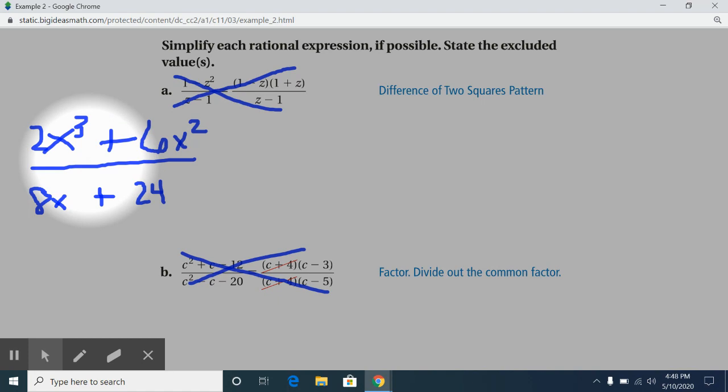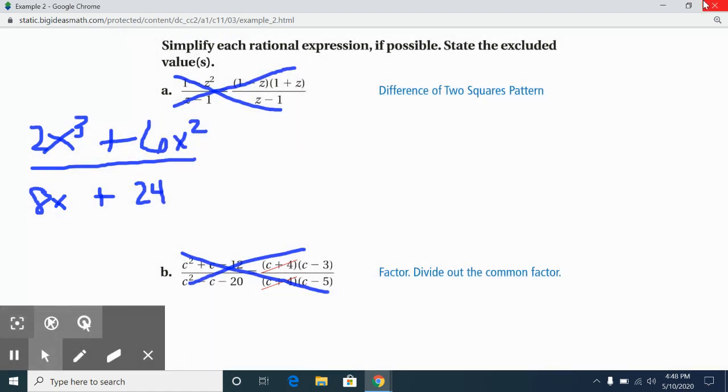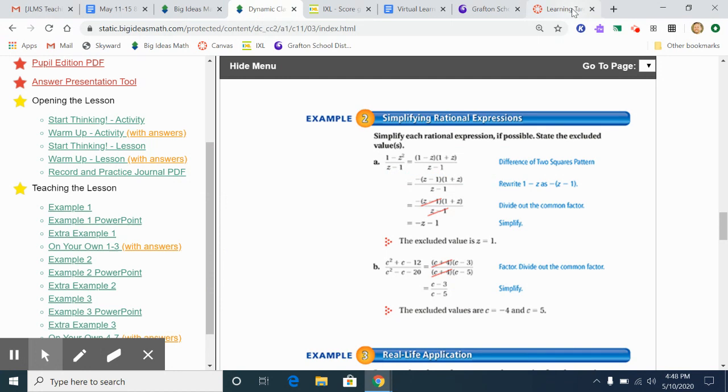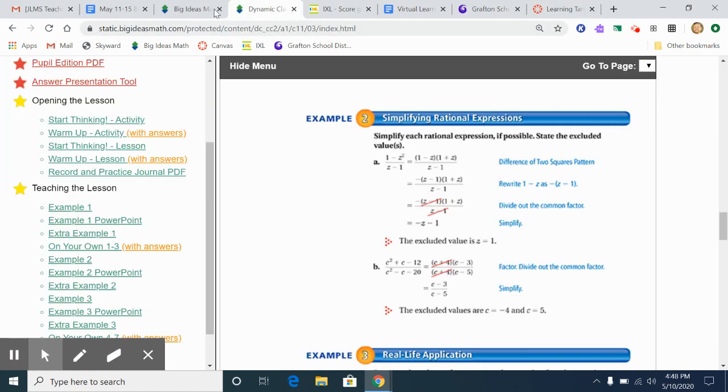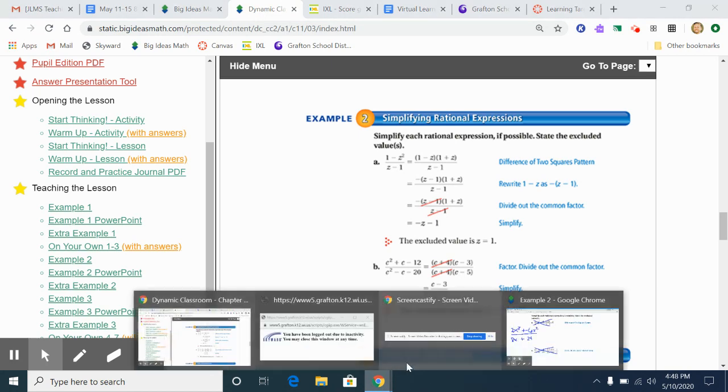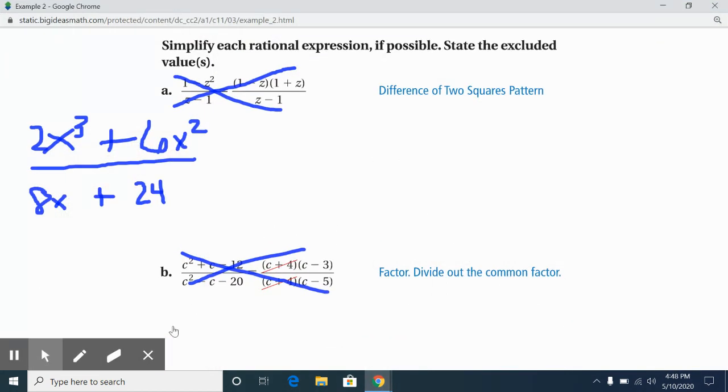So what I want to remind you is this. This is your learning target. Your learning target is that we're going to factor first. Then we're going to find the excluded values, and last, we're going to simplify. So we're doing those three things. Let's go back to this example. We're going to follow those instructions, and we're going to factor first.